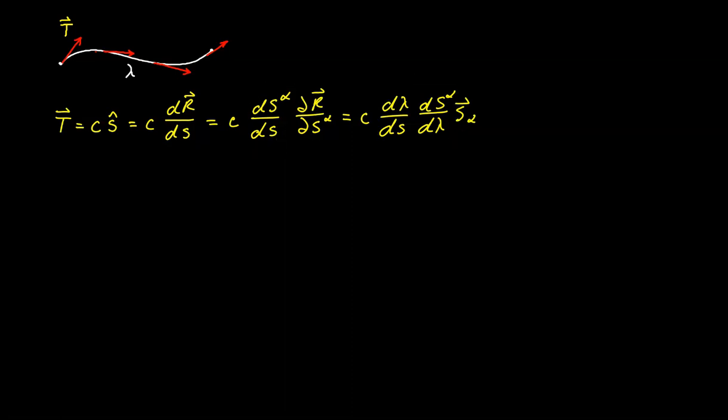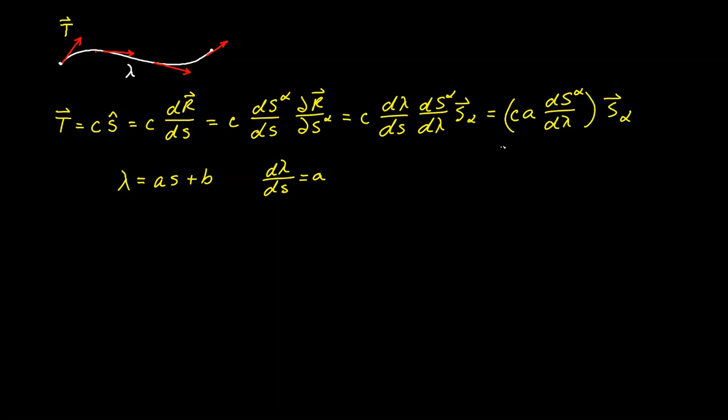Well, to make our life easier, we're going to choose a value for our parameter to be an affine parameter. And remember what that means. Lambda, if it's an affine parameter, is going to be equal to some constant times the arc length plus another constant. Well, that in turn means that d lambda ds is simply equal to a. And that lets us write our expression this way. C a times ds alpha d lambda times our basis vector S alpha.